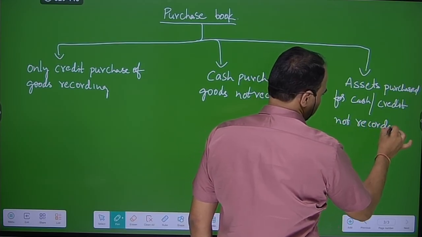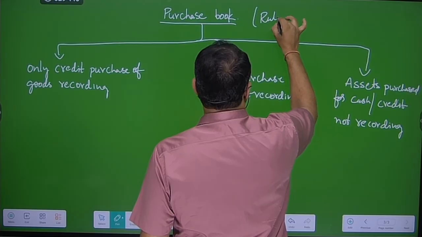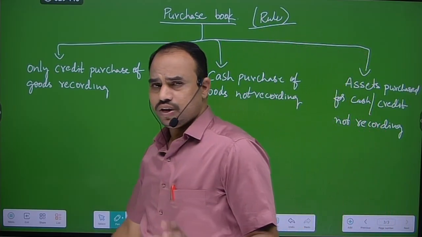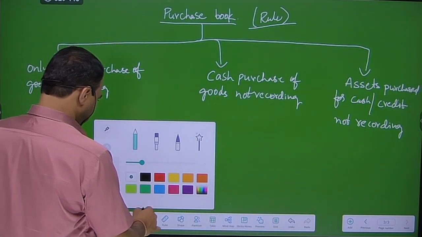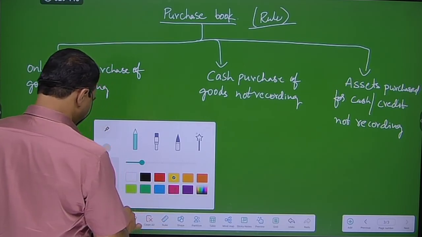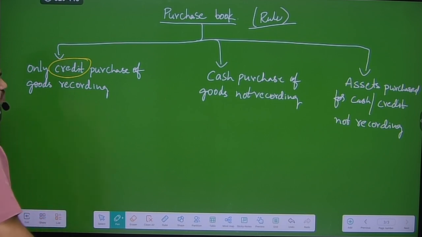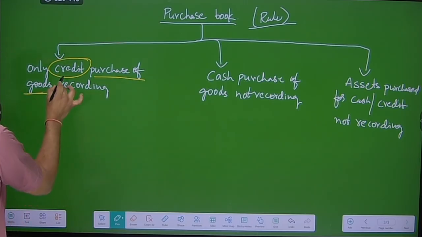This is very, very important. And now this is the rule, the purchase book rule. To do the purchase book you have to remember these three points. What is rule number 1? Only credit purchase of goods we have to record. We have to purchase goods, and that too for credit.